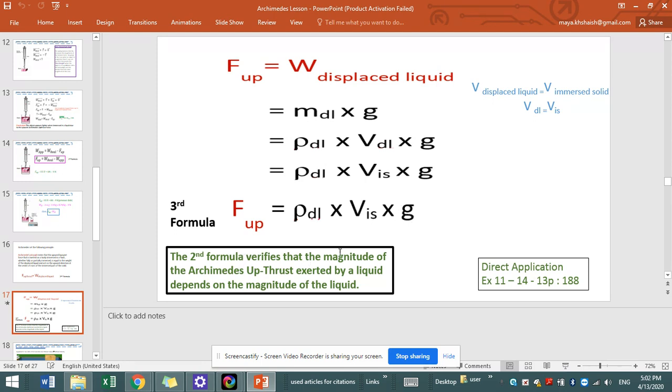And this formula, the third formula instead of the second, verifies that the magnitude of the Archimedes upthrust exerted by a liquid depends on what? On the density of the liquid, as we mentioned before.